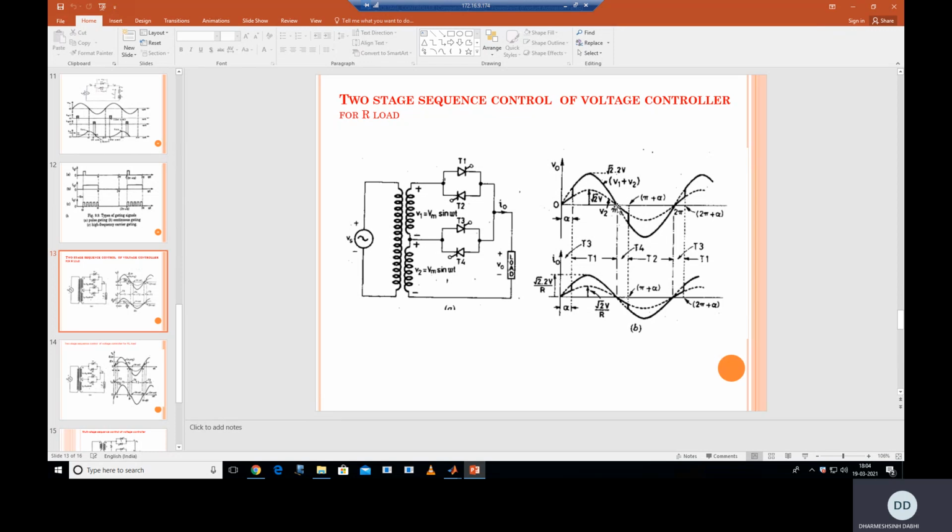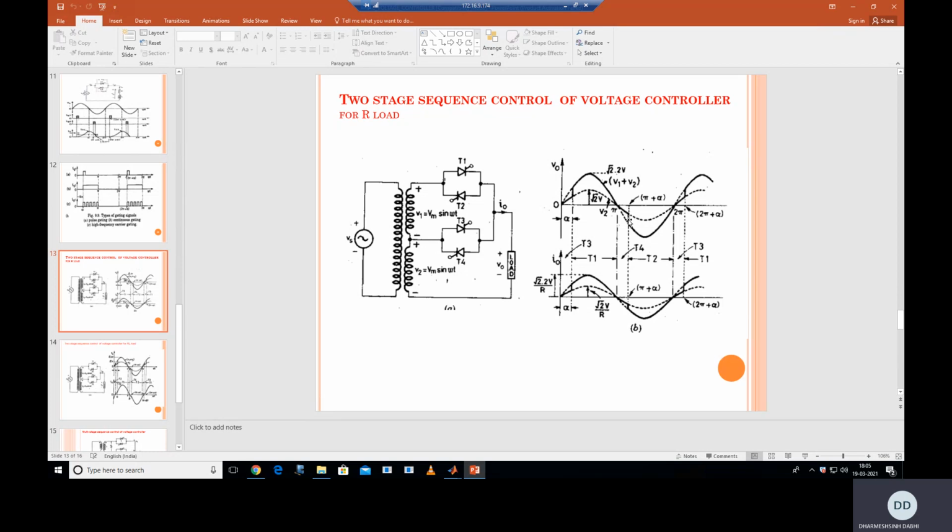Clear? And at pi angle, what will happen? The supply voltage becomes 0, so your output voltage also becomes 0 because T1 will turn off. Now after this pi, again at alpha 0, you turn on this thyristor T4 because it will come into forward bias. So this secondary winding voltage comes across the load side, so that follows the Vm sin omega t, but it is minus, so it is minus Vm sin omega t. In this time, your T4 will conduct.